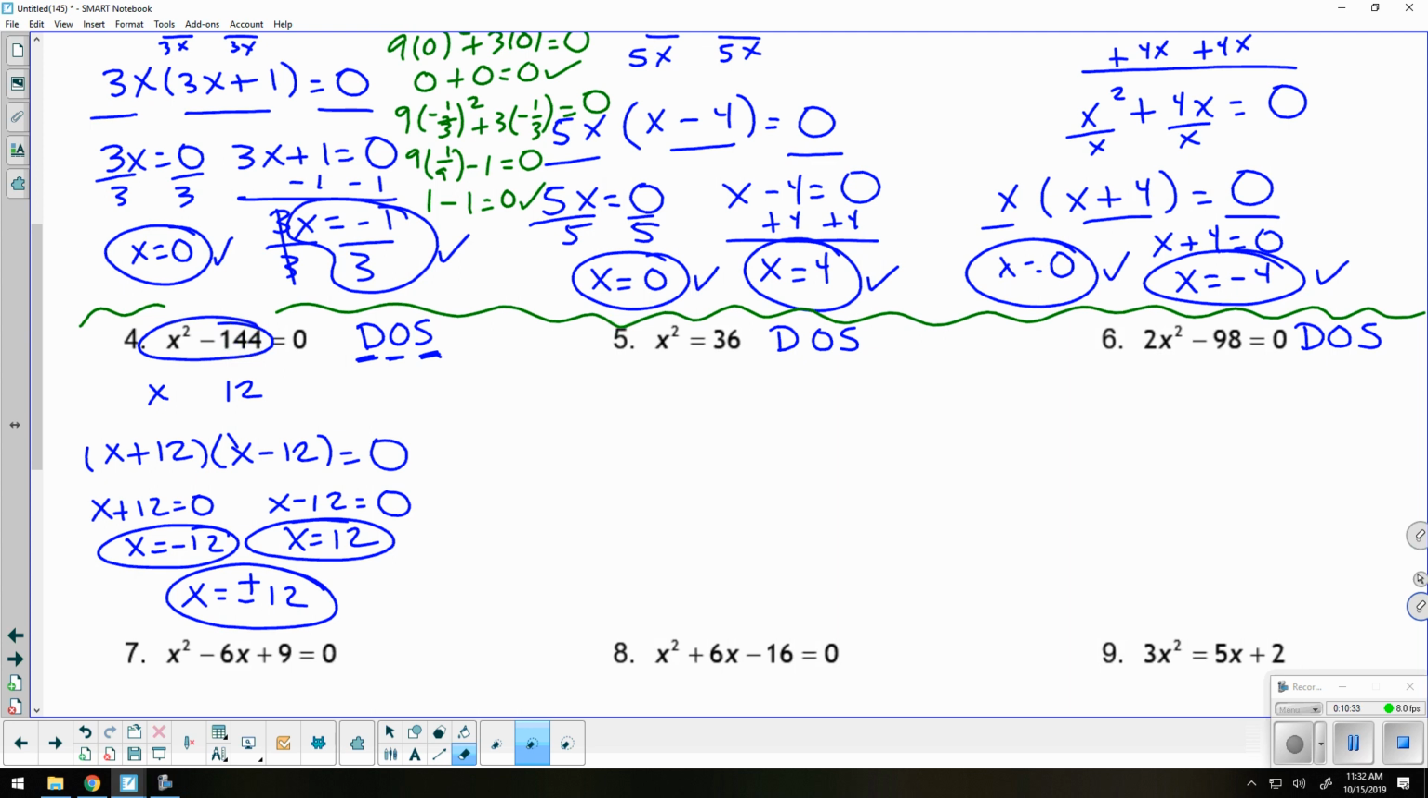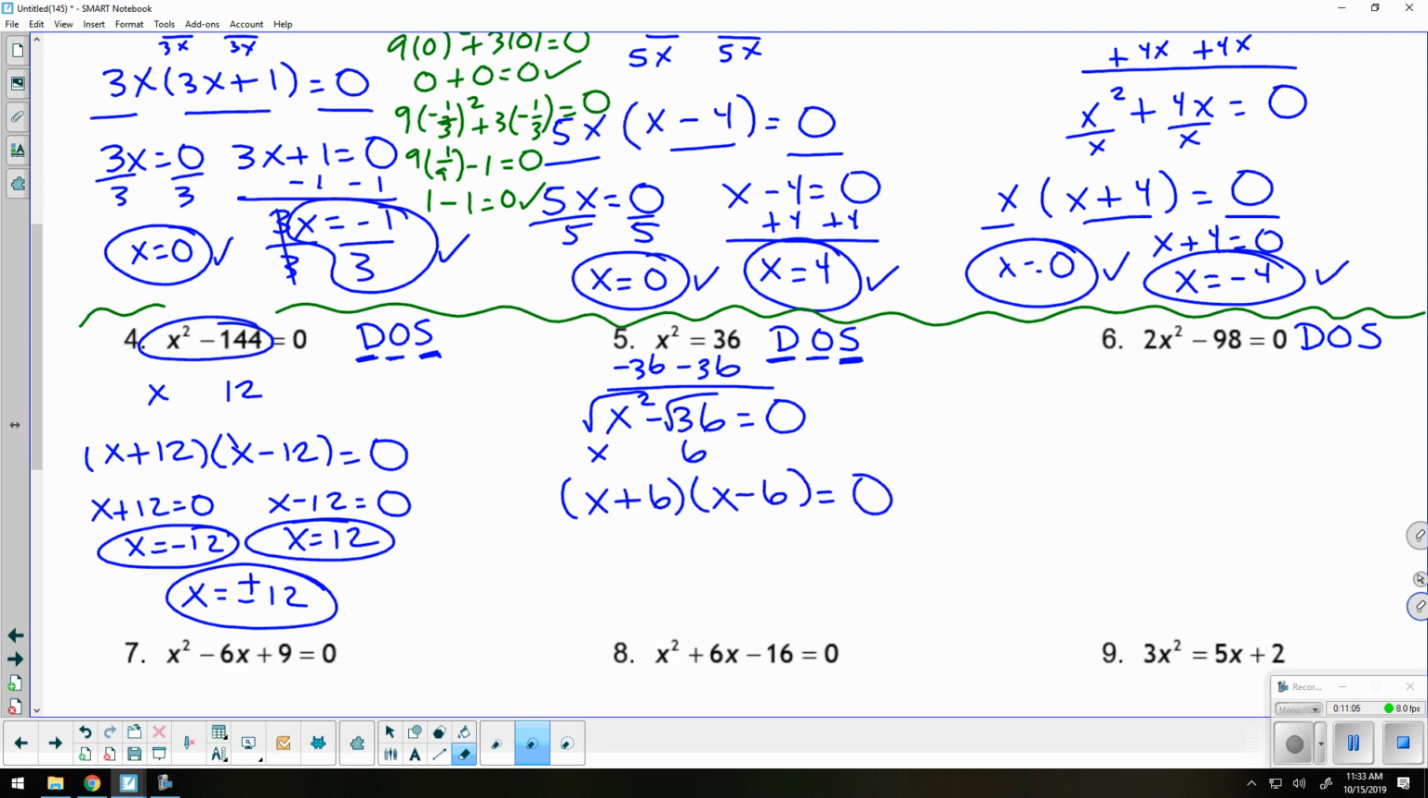The next one, number 5. First, make sure it's equal to 0. So if anything, move the 36 over to this side. So you'd have x squared minus 36 equals 0. Again, we got a difference of squares. We're subtracting two perfect squares. X squared is a perfect square, so is 36. So just think about what's the square root of x squared? X. What's the square root of 36? 6. So it factors into x plus 6 and x minus 6.